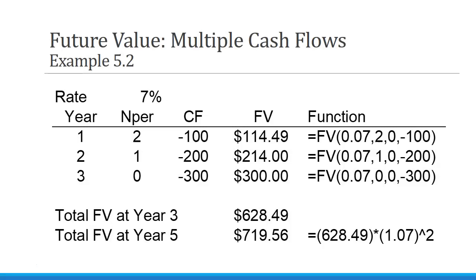This is also a future value calculation. This is the exact same information from the previous slides, looking at the calculations that we can use in Excel with the future value function. So at year 3, we would have $628.49. If we left that money in for an additional 2 years, it would then have a value of $719.56.